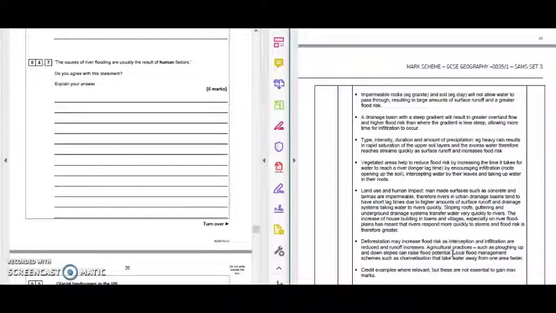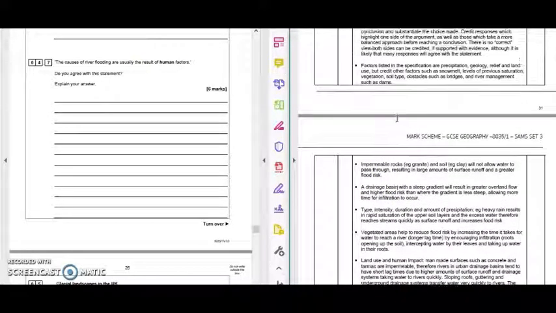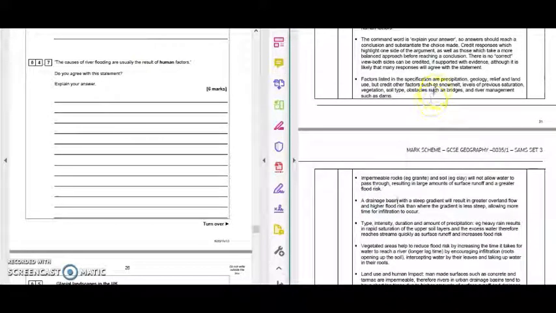Think of Boscastle as well. We had bridges there, which again acted as dams when things like trees collected under the bridges. So there's lots and lots of human impacts, but there are some non-human factors that we have to explain as well. For instance, it could be to do with snow melt.